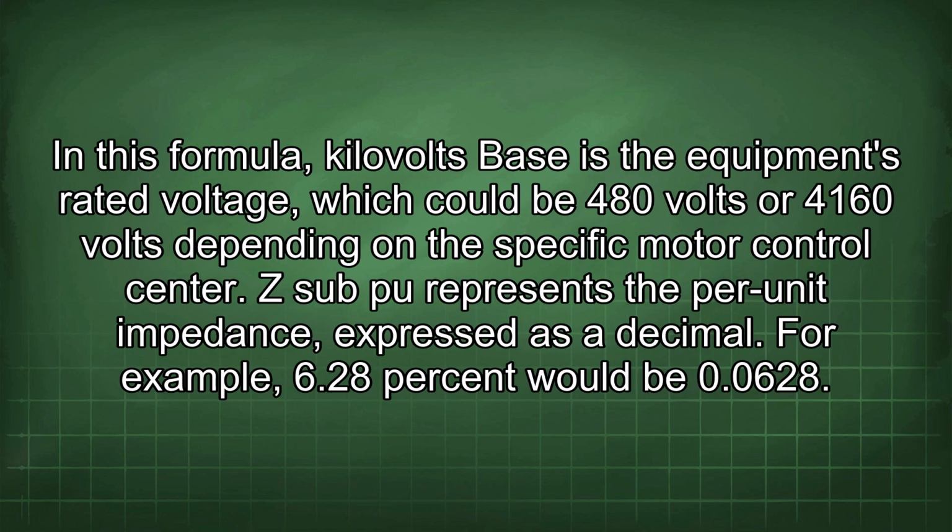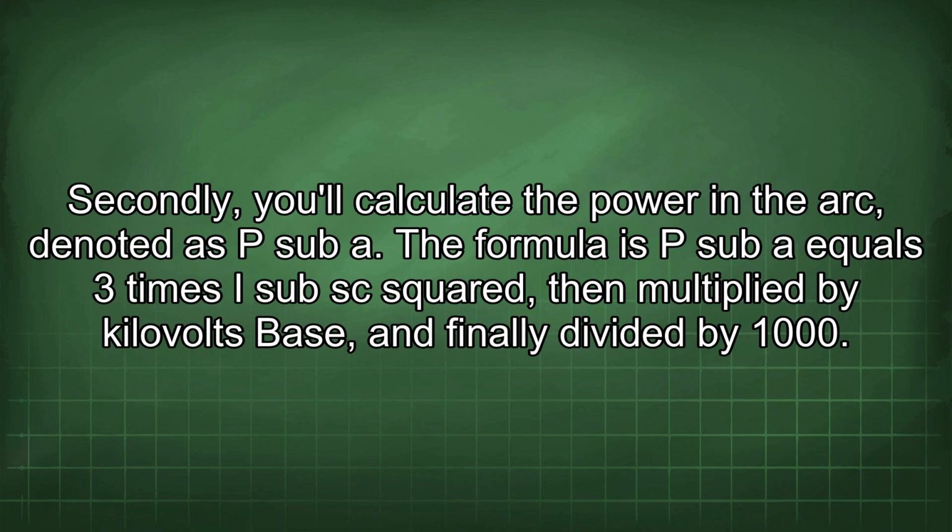In this formula, kilovolts base is the equipment's rated voltage, which could be 480 volts or 4160 volts depending on the specific motor control center. C sub Pu represents the per unit impedance expressed as a decimal. For example, 6.28% would be 0.628.